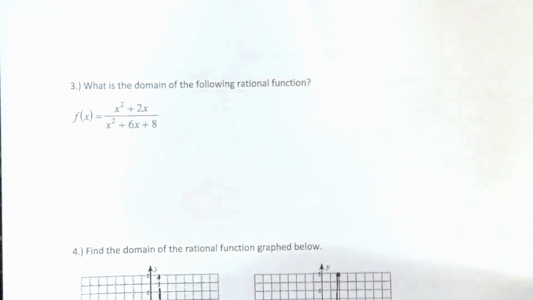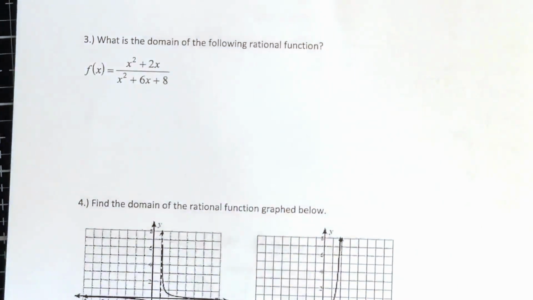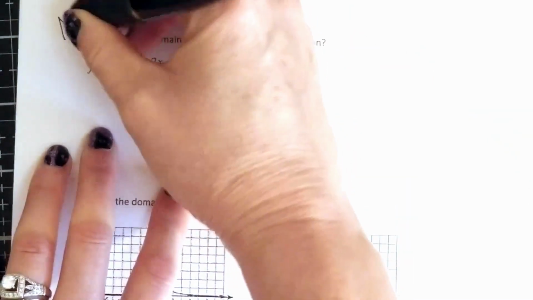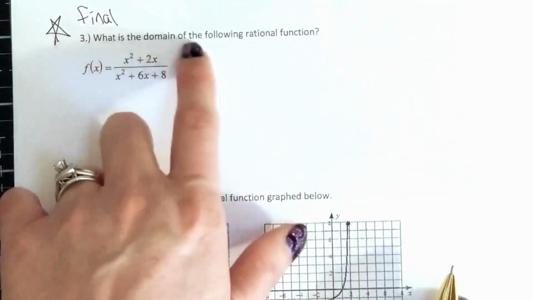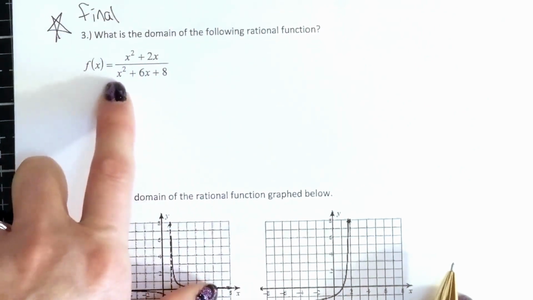Okay, question number 3. She loves this question. You will find this again on the final. Just something of this sort of question type is definitely final material also. So what is the domain of the following rational function? So you have to set the denominator equal to 0.